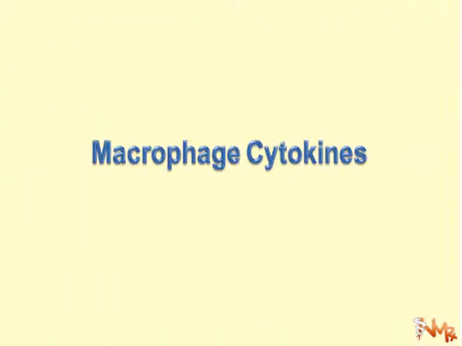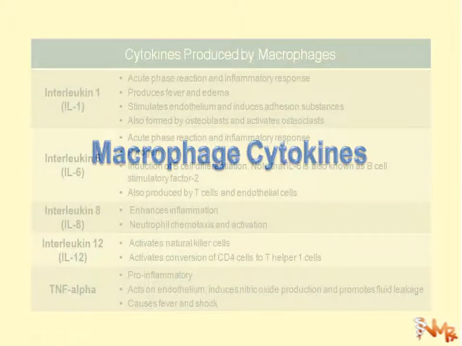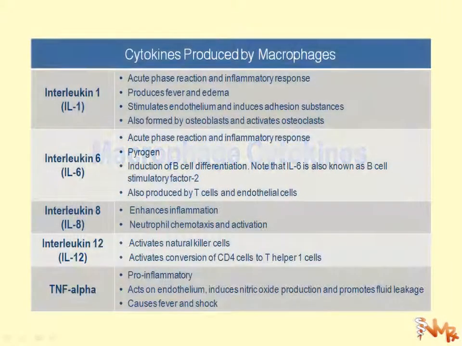In the next few plates, I'm going to be looking at the major cytokines that are produced by different cells of the immune system. First and foremost, we're going to be looking at the cytokines produced by macrophages. There are 5 major cytokines: interleukin 1, 6, 8, 12, and tumor necrosis factor alpha.